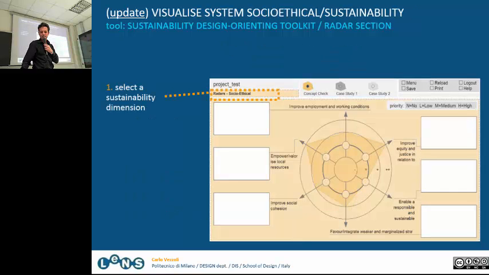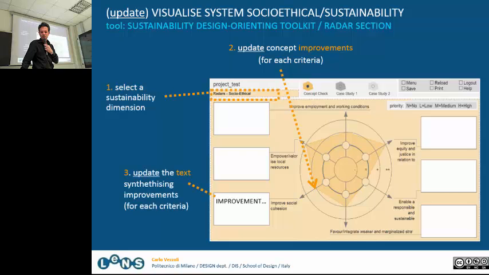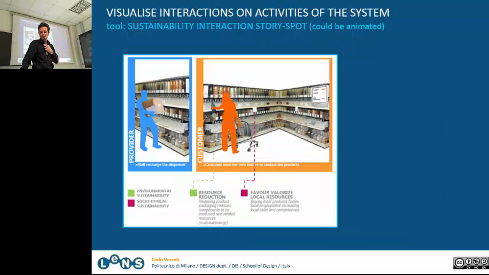And this, of course, you can update, even the socio-ethical radar diagram and its evaluation. Then you can make an interaction storyboard or update it if you did it before. But that interaction storyboard is related just to those actions that lead to some sustainability benefit. Okay, so it's what we call the interaction storyboard. So you can update this.